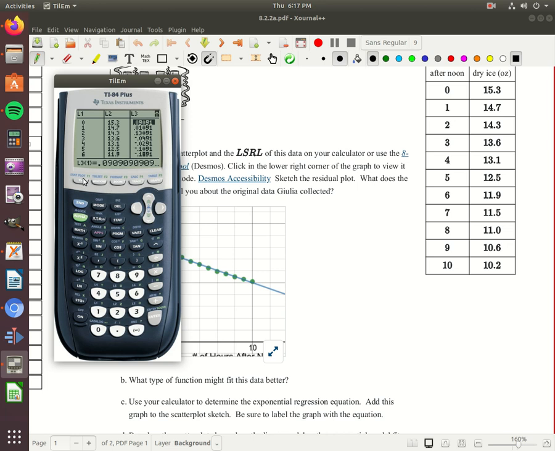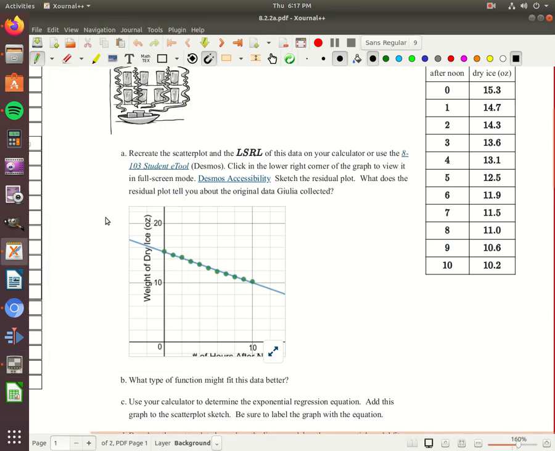So I will go up and I will make a plot for this. I will plot L1 and L3 because my residuals are in L3, not in L2. I will graph this. I will go zoom 9 and let the calculator pick for me. And so you can see I see a little bit of a pattern there for sure. So I would say that a line does not seem like a good fit. That's what the residual plot tells us.